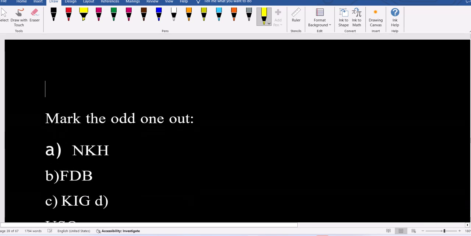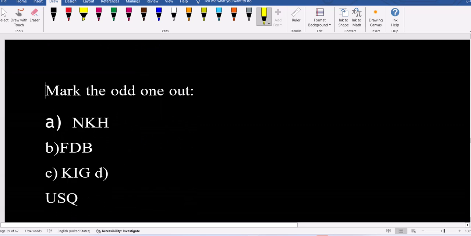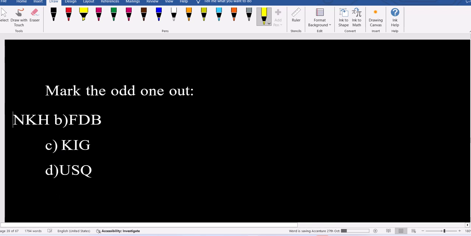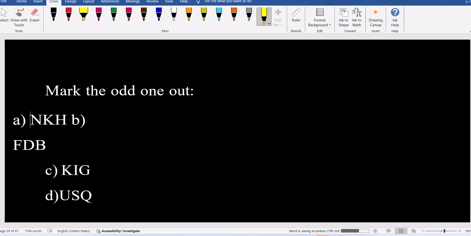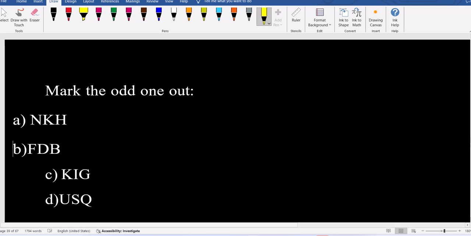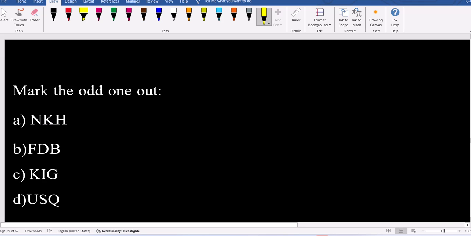Again odd one out. Find the odd one out among this. Different one.